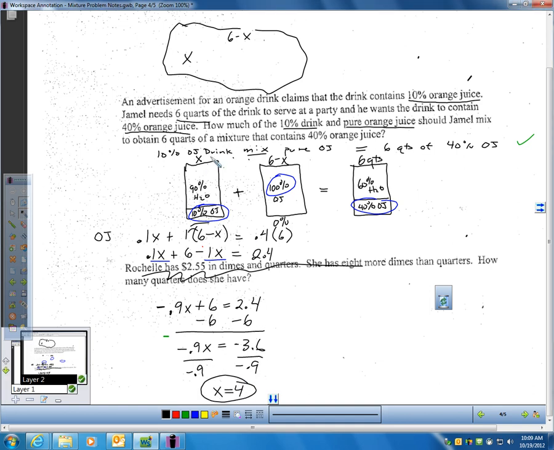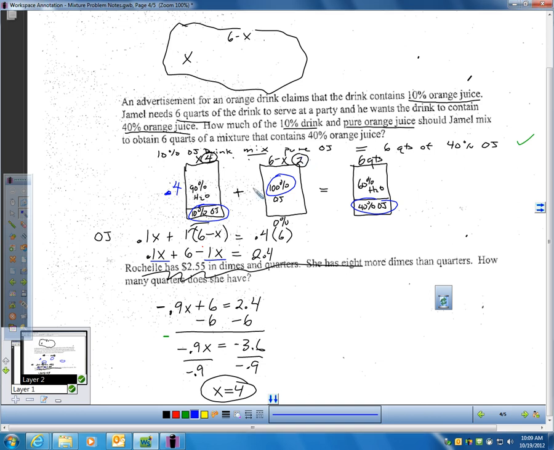So if x is 4, that means this had to be a 2. And I can check it now. If I take 10% of 4, that's 0.4. Maybe I'll write this out in blue. 10% of 4 is 0.4.